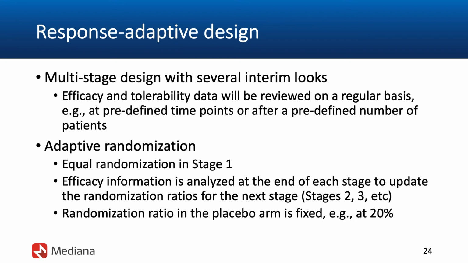And when we update the randomization ratios for each new cohort of patients, we typically make sure that the randomization ratio in the placebo arm is fixed. Given that this is a five-arm trial, it would make most sense to fix that randomization ratio at 20%.